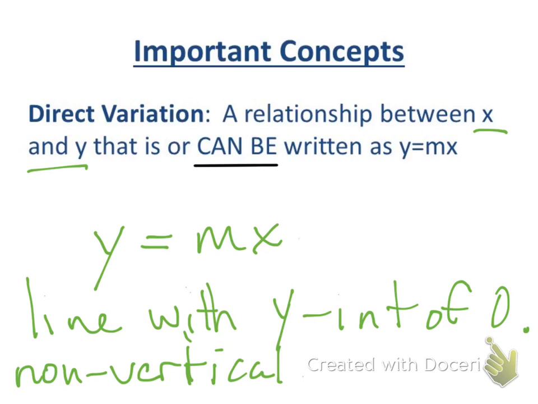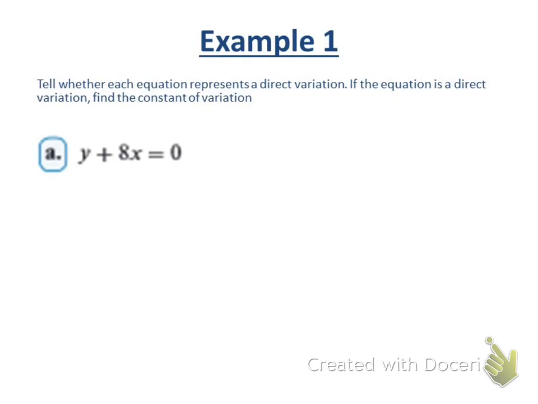Now we can look at this as an equation. We can look at it as a set of ordered pairs. We could look at it as a table. We could look at it as a written scenario. All right, so we'll have a look at a few of those things. Now, tell whether each equation represents a direct variation. If it is a direct variation, find the constant of variation. That's telling us to find out what m is equal to. So y equals mx, and what is the value of m?